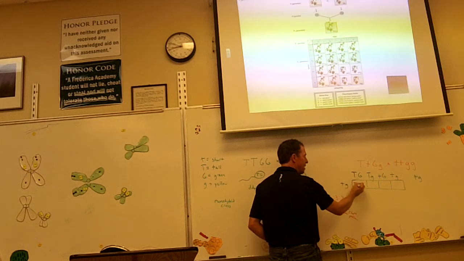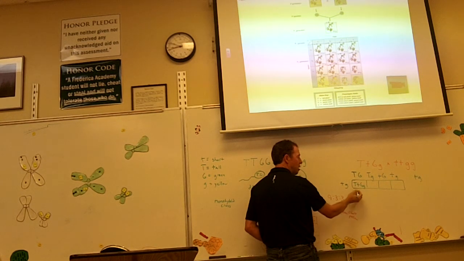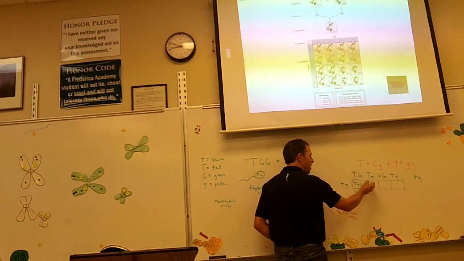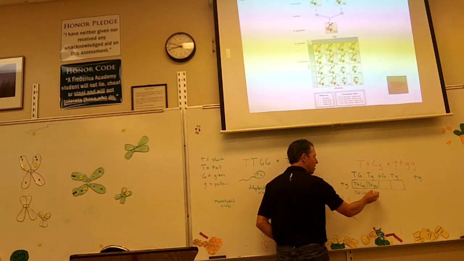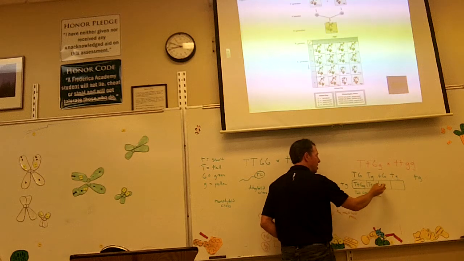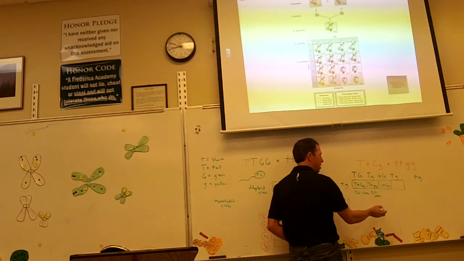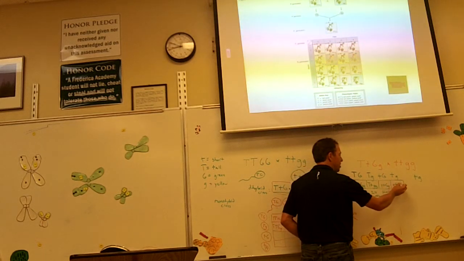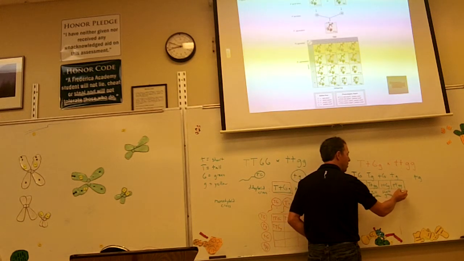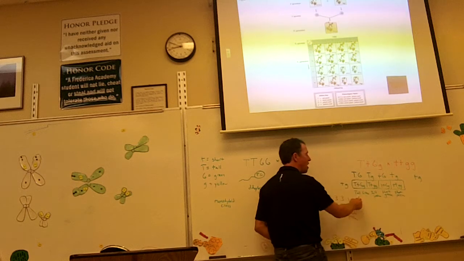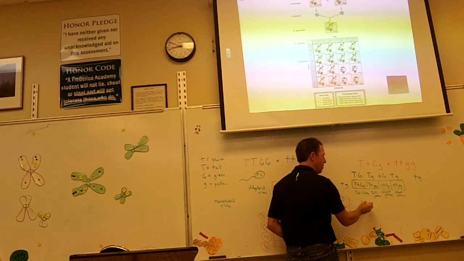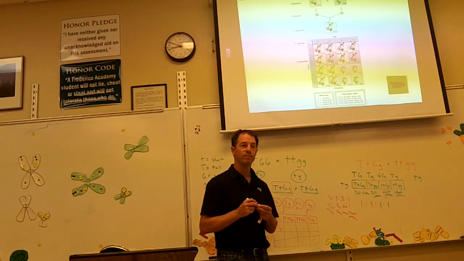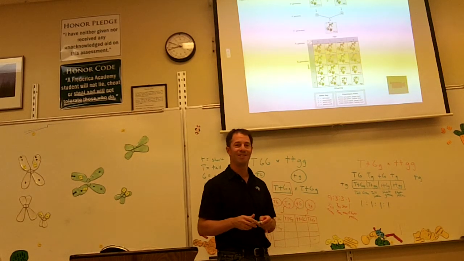This one right here is going to be big T, big G, little g. And what color is that? Tall and green. This one, big T, little g, little g. Tall and yellow. This one, little t, big G, little g. Short and green. And this one, little t, little g, little g. Short and yellow. That is a 1 to 1 to 1 to 1 relationship. Not a 9 to 3 to 3 to 1, a 1 to 1 to 1 to 1.